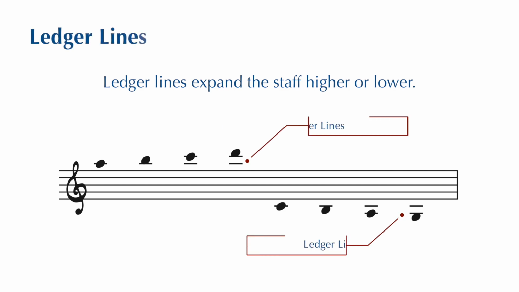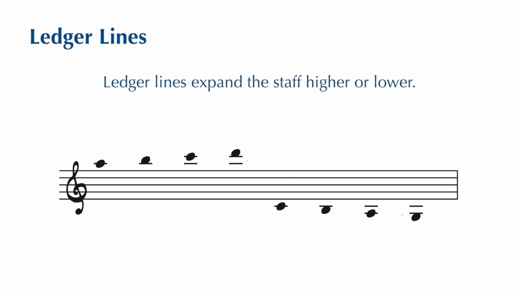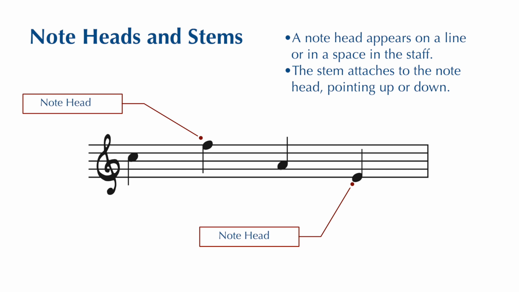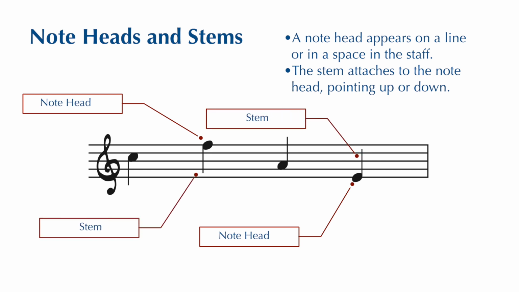A ledger line is a short line used to extend the music staff when a note is so high or so low that it goes beyond the staff. A note head, this oval shape, is placed either on a line or in a space in the music staff. This line attached to the note head is a stem, and a stem can point up or down.